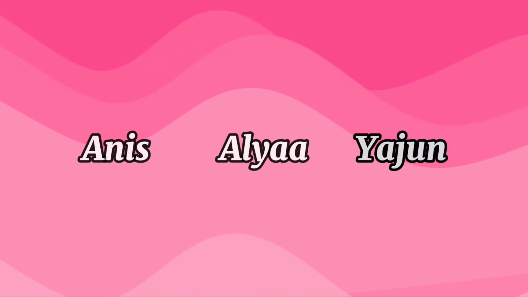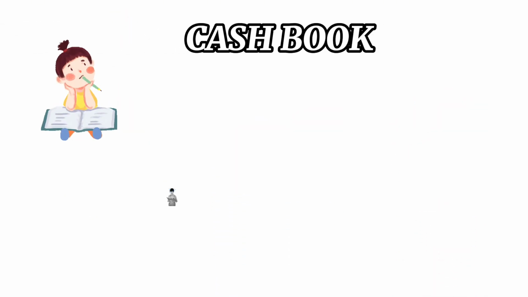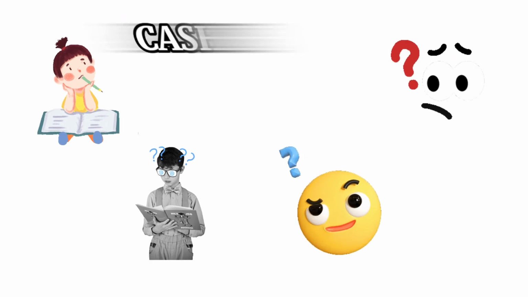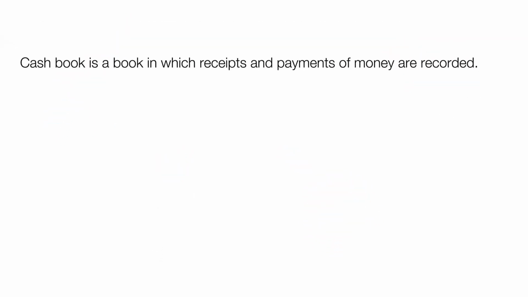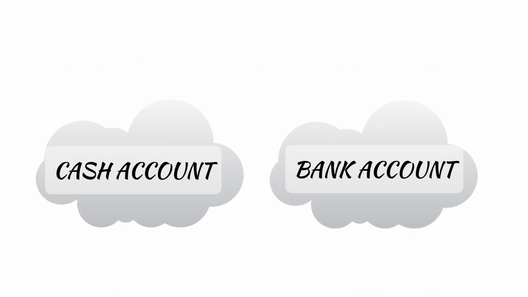Today me and my friends are going to talk about one of the books of prime entry called the cash book. What is a cash book? A cash book is a book in which receipts and payments of money are recorded. Or we can say a book that combines the cash account and the bank account.